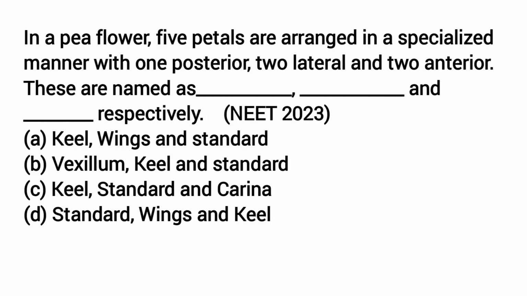So, 2 smaller petals are known as keel, which are covered by wings, and wings are covered by the largest petal known as standard. So, standard, wings and keel are the names of the petals. So, option D is the correct answer for this question.